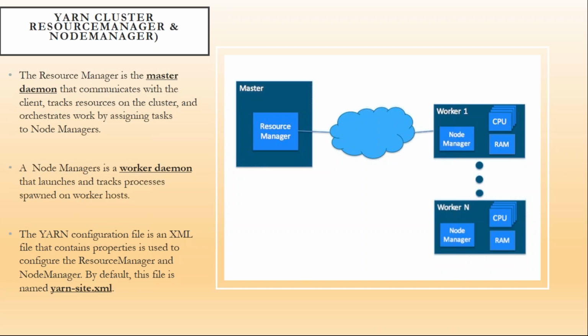A node manager is a daemon that launches and processes tasks on the worker host. To be practical about this process, your resource manager is only responsible for assigning CPU and memory for your task. But who is going to launch and process that task? I mean, who is going to start that task? It is nothing but the node manager. A very important question. Now, a YARN configuration file is an XML file containing properties that is used to configure the resource manager and node manager, and by default, this file is yarn-site.xml.